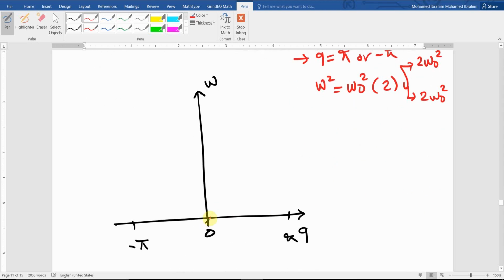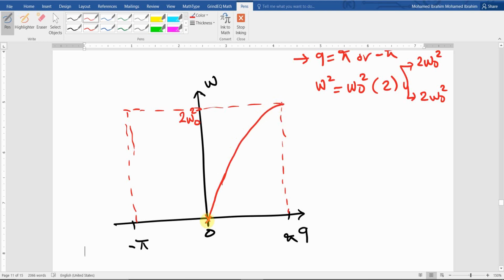So it's going to be 0. I'm going to draw the first mode from 0. At pi, this value is going to be 2 omega 0 square. And for the case of negative pi, it should be the same value. So if we decided to draw the first mode, it's going to be shown in this way.